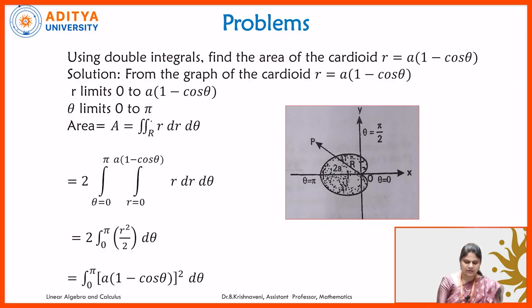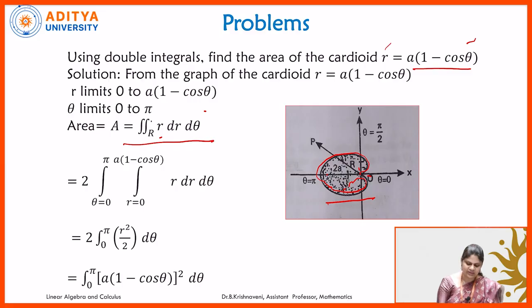Now next, using double integrals, find the area of the cardioid r is equal to a into 1 minus cos theta. The cardioid r is equal to a into 1 minus cos theta is shown in the figure. You need to find the area of this cardioid, which is the shaded area. Since here you can easily identify the area is in polar coordinates, we need to find the area in polar coordinates, which is given by the double integral over R of r dr d theta. For that we need r limits and theta limits.